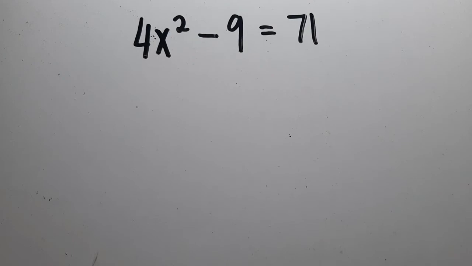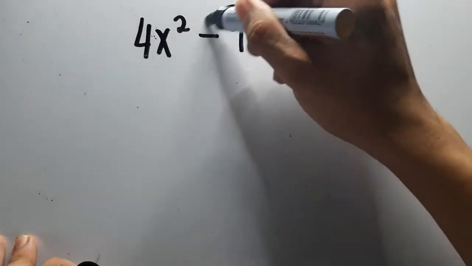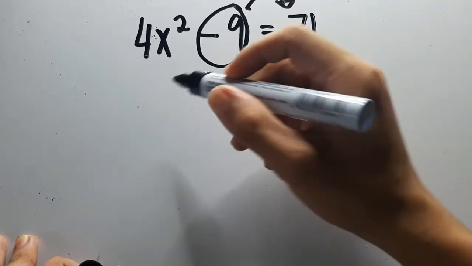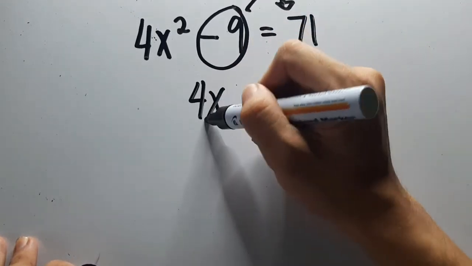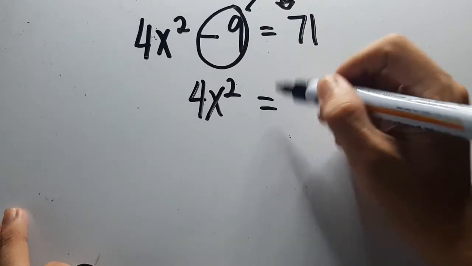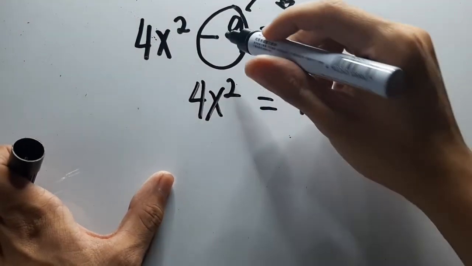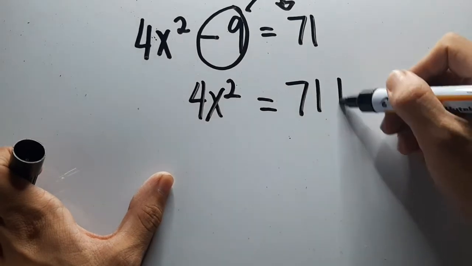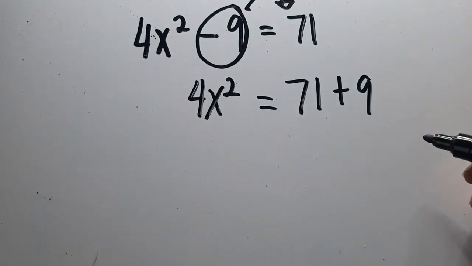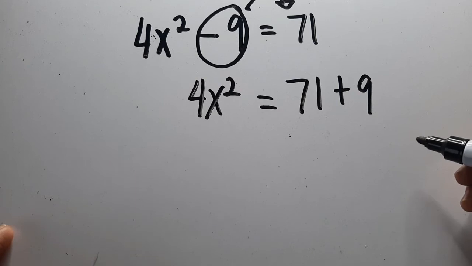Let's have another example, which is 4x squared minus 9 is equal to 71. Obviously, this equation is called quadratic equation because of the degree of 2. So the first thing to do is to transpose negative 9 to the other side. So we have 4x squared will remain on the left side, while negative 9 is transposed on the other side. So 71, negative 9 will become positive. So it will become plus 9.